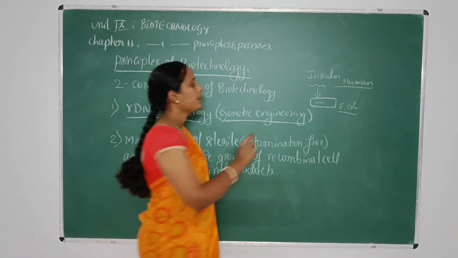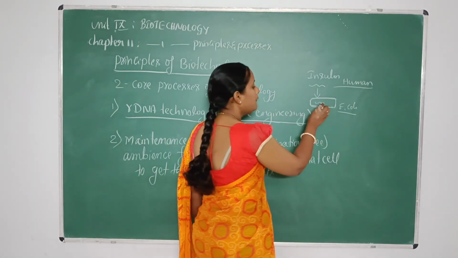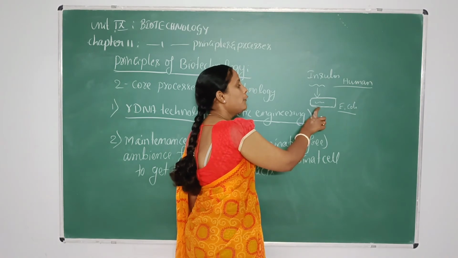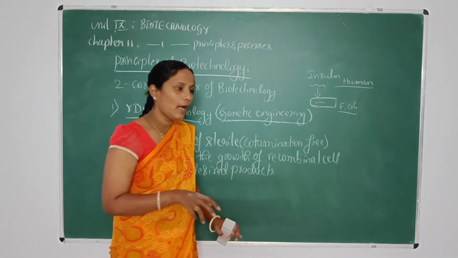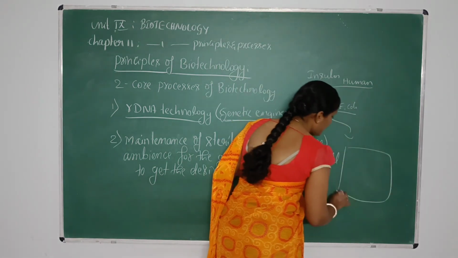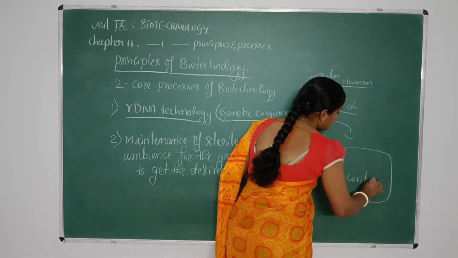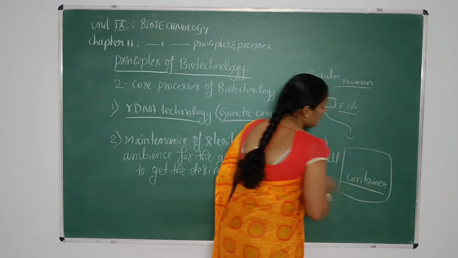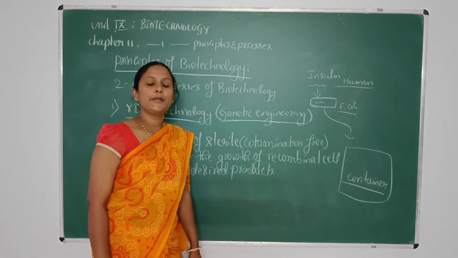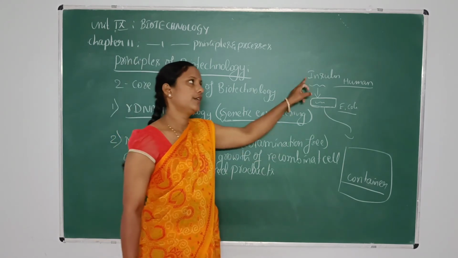The next step is that we have to get the insulin protein from Escherichia coli. For that, we need to grow it in a large container. So in the container, we have to grow this Escherichia coli in order to get a product. What is the product here? Insulin.